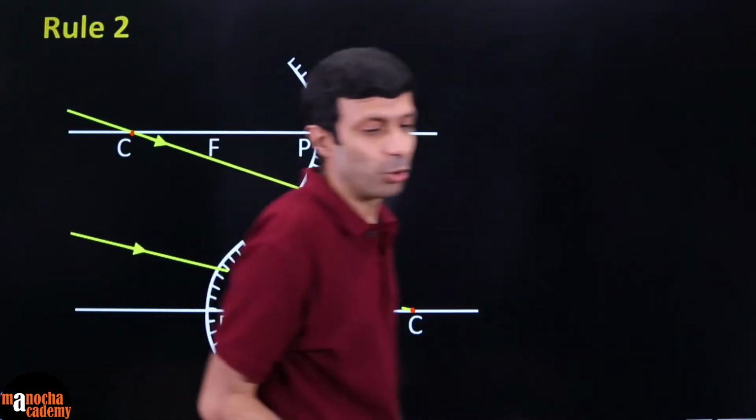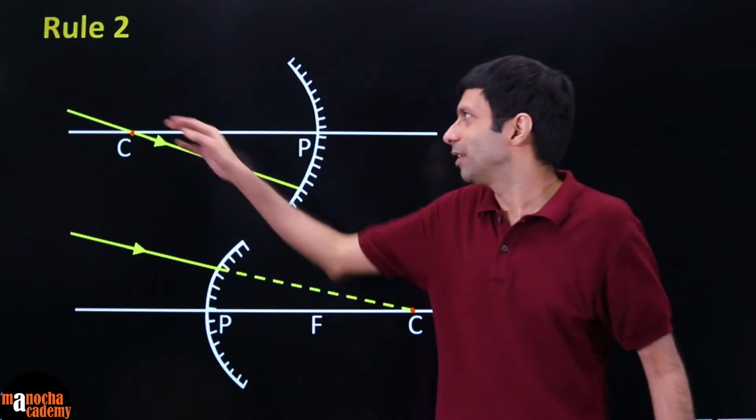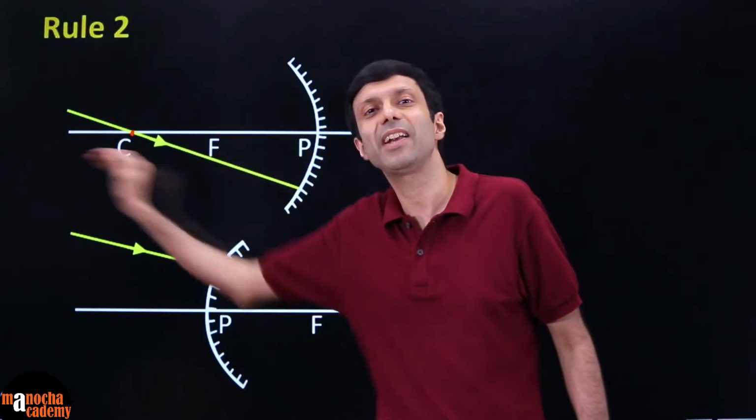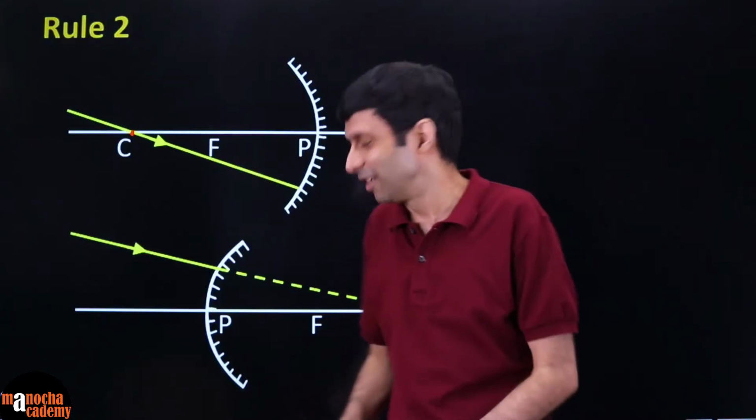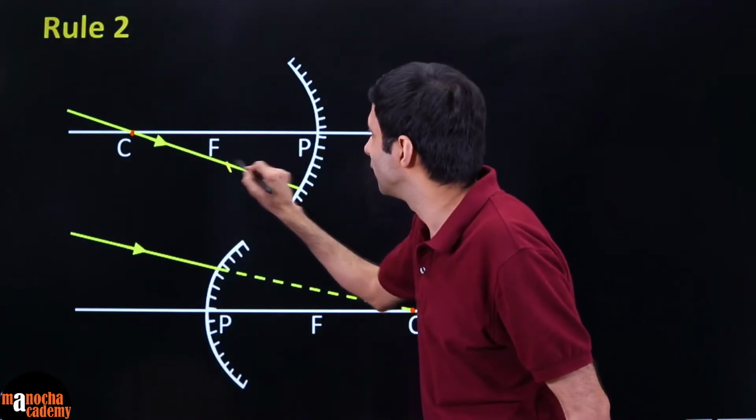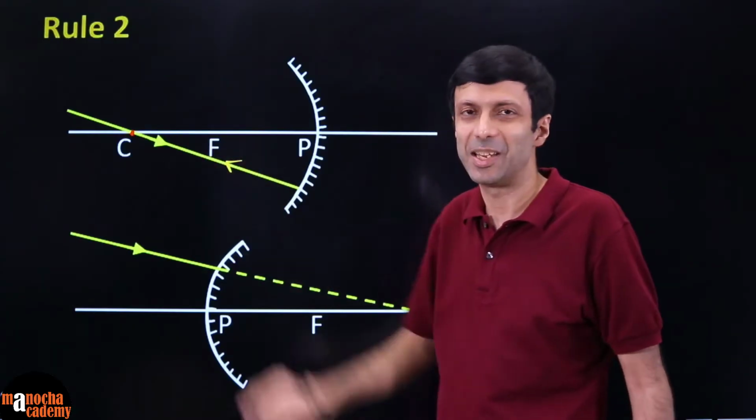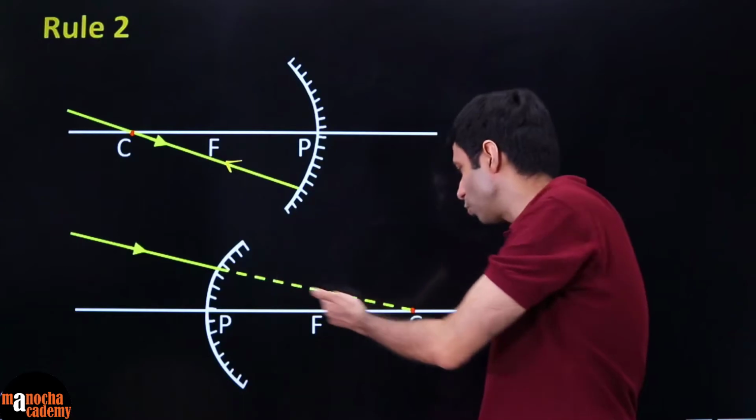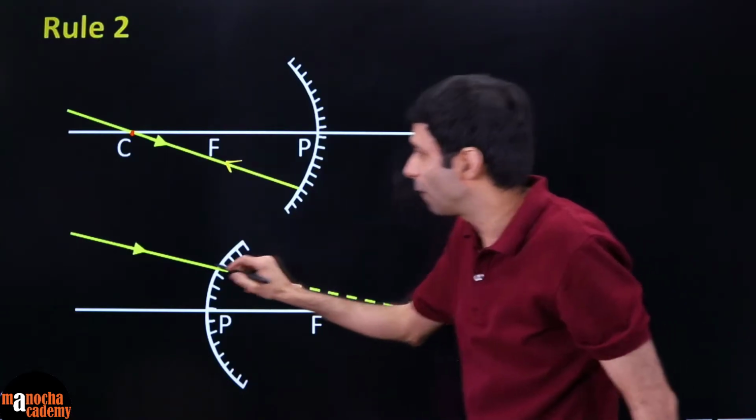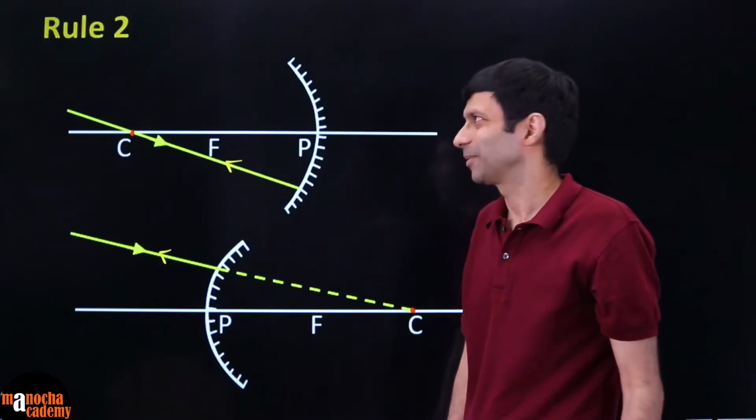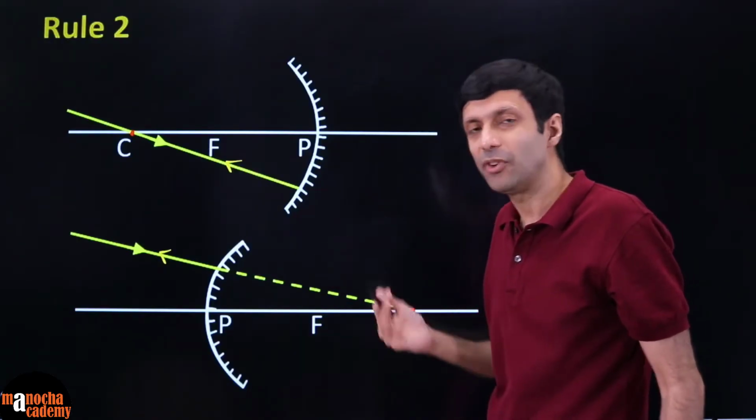So this is a very interesting rule, because it is very simple: when the ray of light passes through the center of curvature, it will simply reflect and retrace its path. So the ray of light is just going to go back like this, retracing the same path. Same thing for a convex mirror. When it is appearing to come towards the center of curvature, after reflection, it just retraces the path. That's it. Now, why is this happening? Why is it retracing the path?